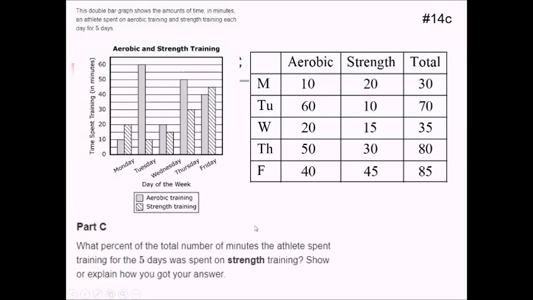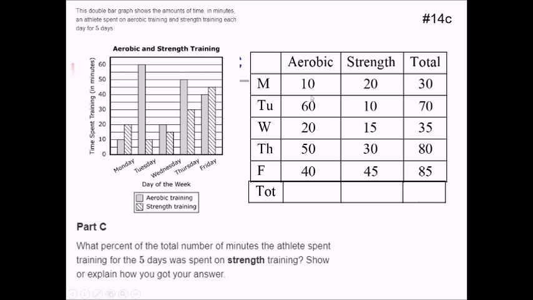For part C, we want to know the percent of the total number of minutes the athlete spent on strength training. So we already have totals for each individual day. We have not yet made a total for each type of training. So I'm going to add another row to my table now that I see that I need it. This is going to be the overall total for each type of training.